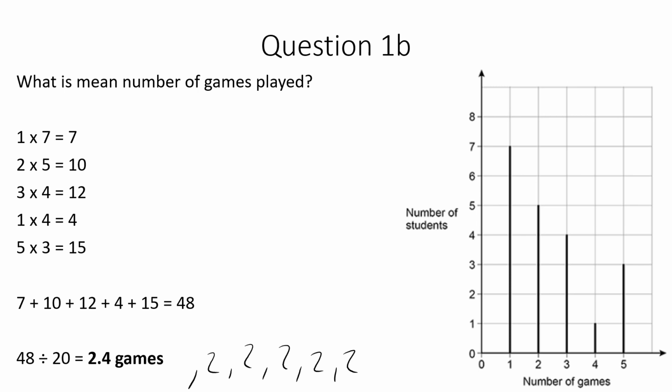There's a little bit more involved, but it's about working out the total for each bar and adding all that together and then dividing by however many values you have. If it doesn't tell you in the question as well, you can add together the frequencies for each bar. So you've got 7 there, 5 there, 4 there, 1 there, and 3 there. That all adds together to make 20. So if it didn't tell you how many students there were, you would need to do that as well.